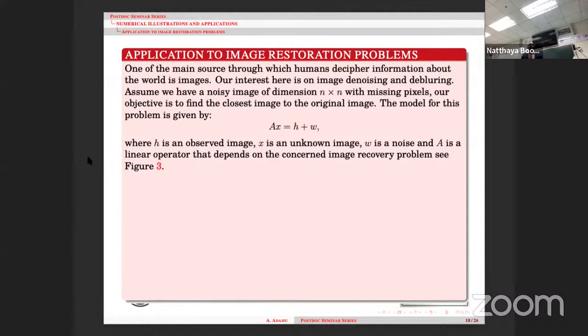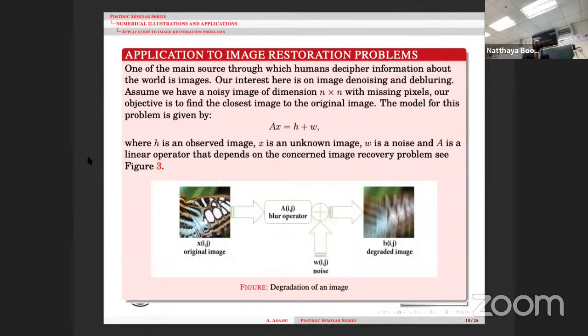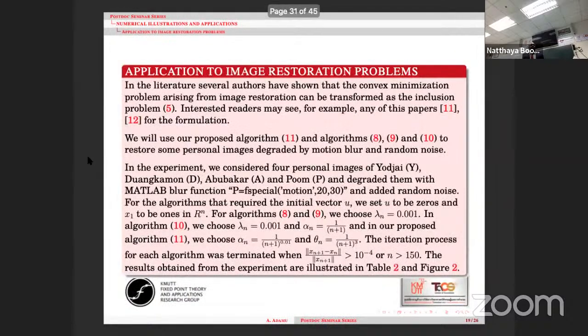Our interest is in the classical image restoration problem mentioned a lot in this lab, so we don't need to go over it again. In summary, given an original image that undergoes a certain degradation, how can we restore this image from the degraded observation of it? In the literature, several authors have shown that the convex minimization problem arising from image restoration can be transformed as an inclusion problem in the form of problem 5, which we just solved. Interested readers may see any of these papers for this formulation.